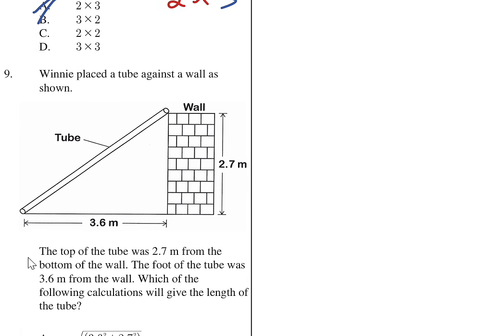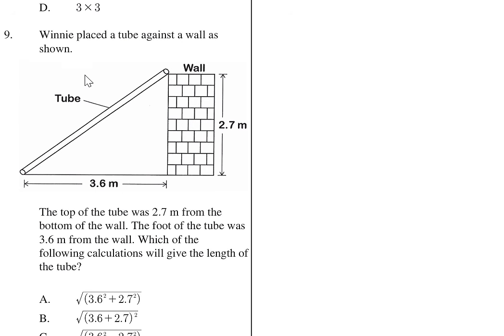Number 9 on trigonometry, very easy. Winnie placed a tube against a wall as shown. You can see here we have a tube and then we have a wall here. The top of the tube was 2.7 meters from the bottom of the wall. The foot of the tube was 3.6 meters from the wall. Which of the following calculations will give the length of the tube? So we want the length of the tube.